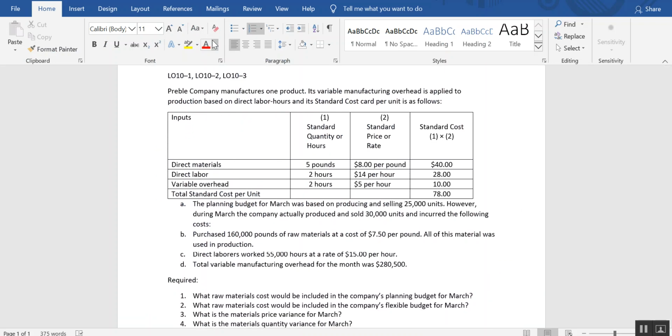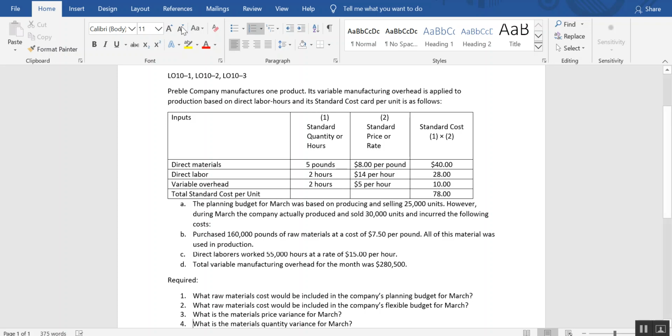We have this company, Preble Company, that manufactures one product and gives a standard cost card for it. How many pounds of direct material per unit produced, how many hours of direct labor per unit, how many hours of variable overhead, and the standard prices or costs for those particular items.